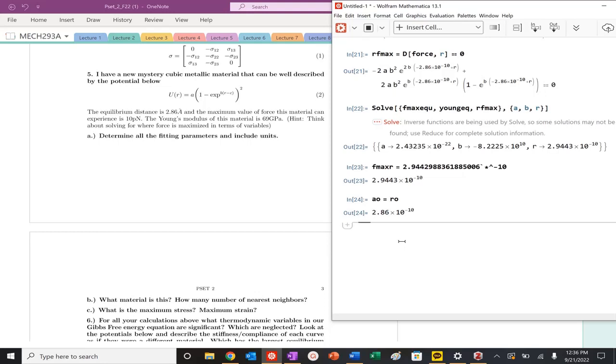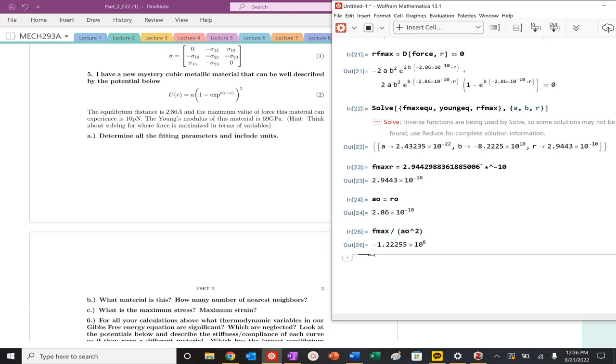We need to figure out the material, but maximum stress will just be F max divided by A naught squared. And again, it's the force in that opposite direction. You can look at the magnitude. So this would be the maximum stress exerted on our material.